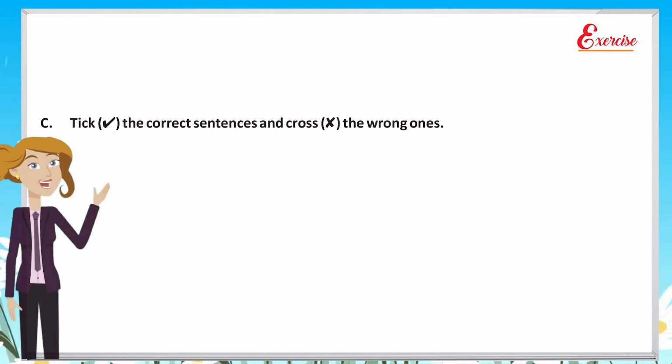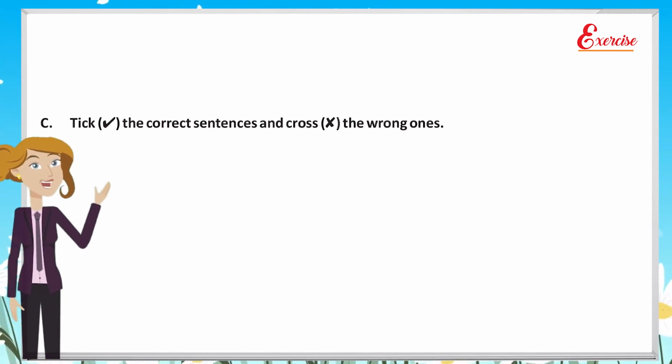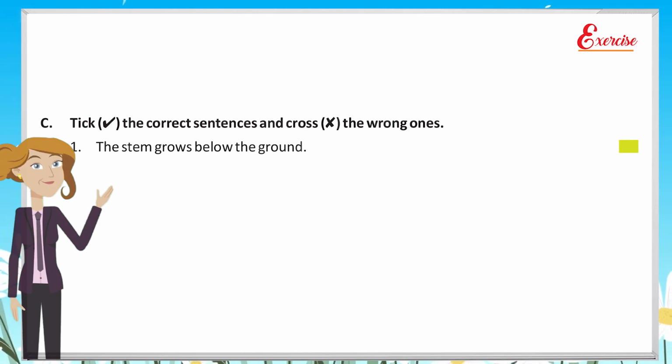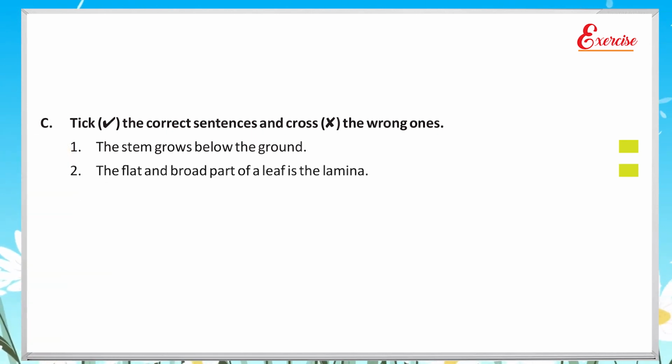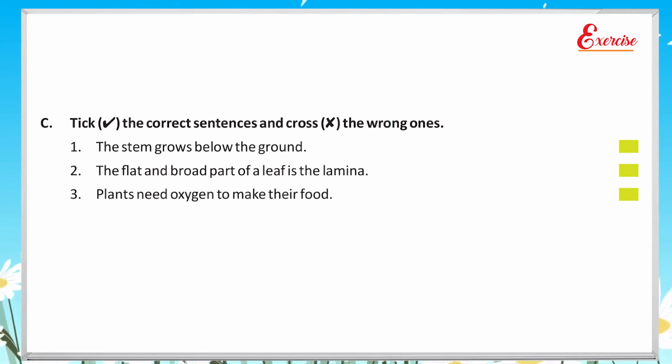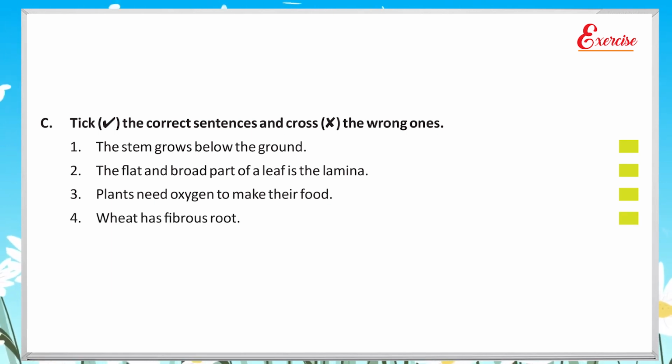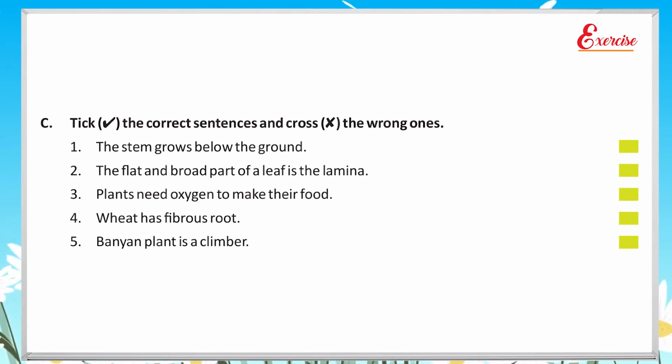C. Tick the correct sentences and cross the wrong ones. 1. The stem grows below the ground. 2. The flat and broad part of a leaf is the lamina. 3. Plants need oxygen to make their food. 4. Wheat has fibrous root. 5. Banyan plant is a climber.